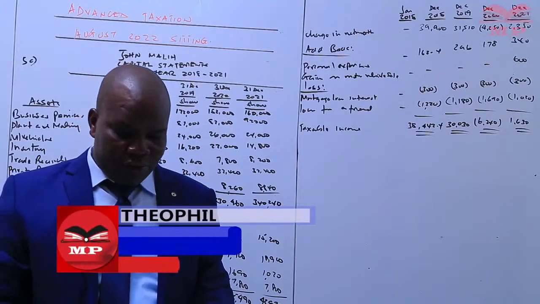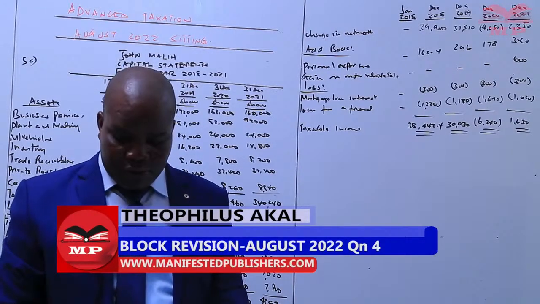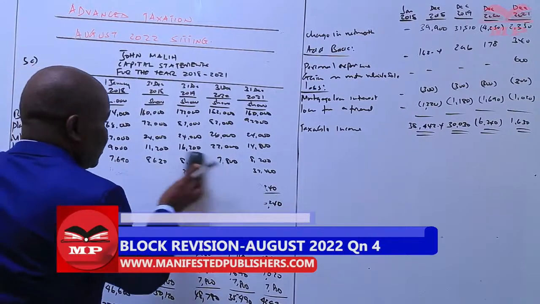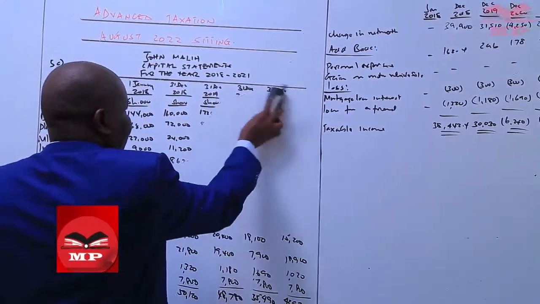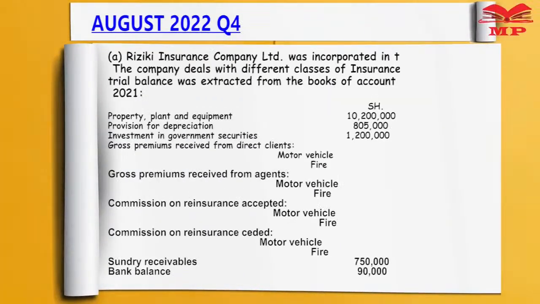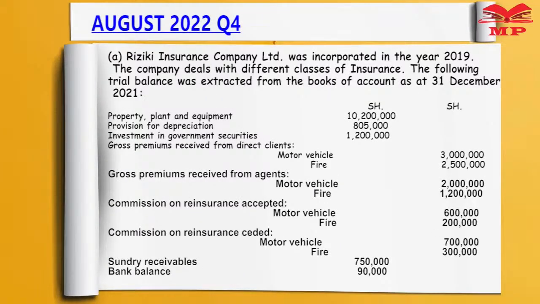We move to the next question, question 4 of the paper. Question 4 is all computation. Part A is testing taxation of insurance companies. Part B is testing VAT. So let's start with Part A.